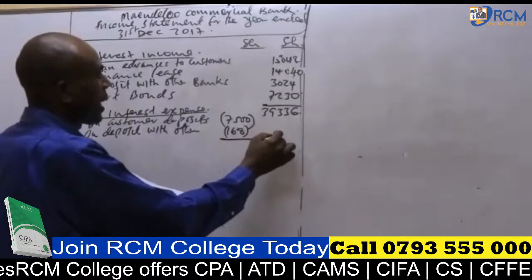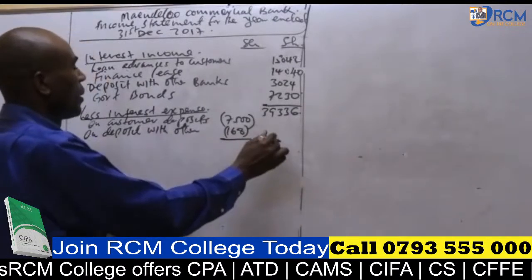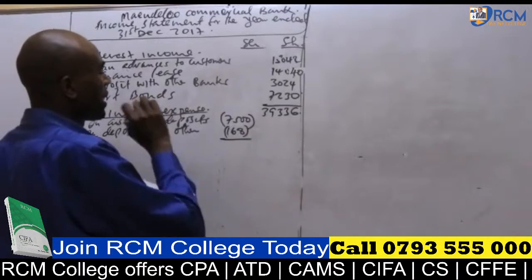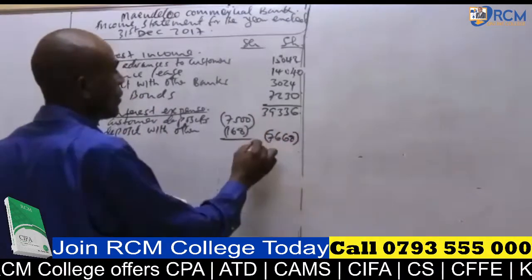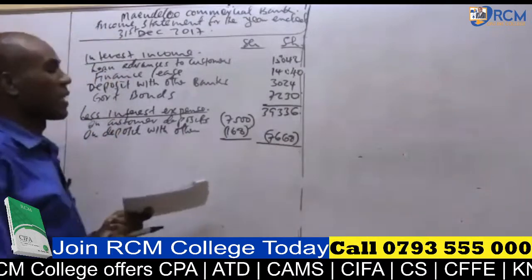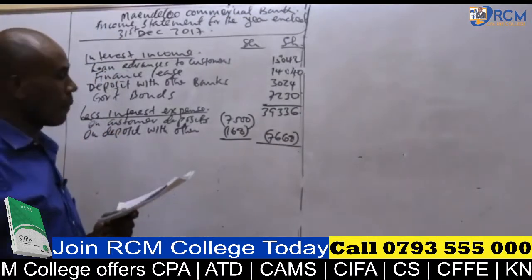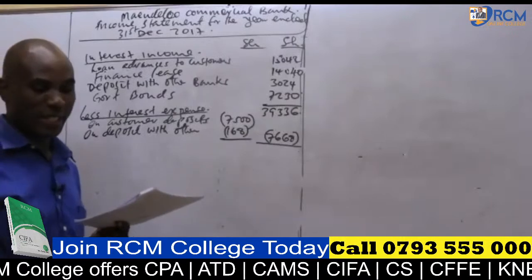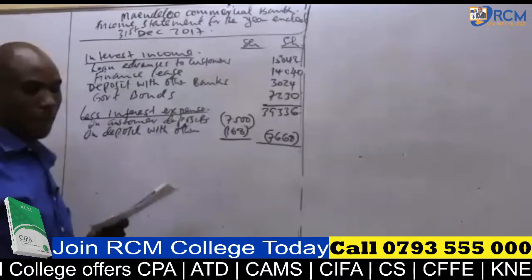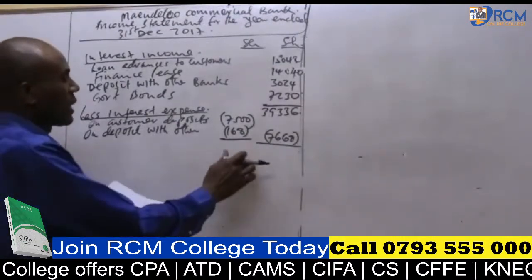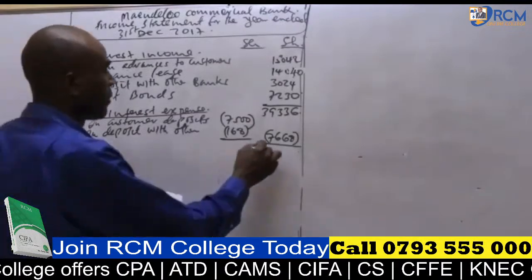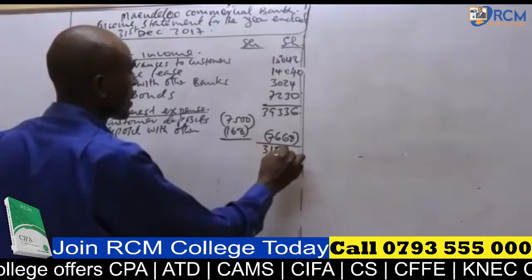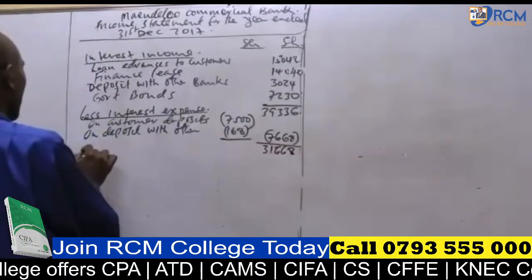Then total, you come to less it here. I think it is 7,668 if I'm not wrong. When you less, you get how much? 31,668. Then we come to add non-interest income.